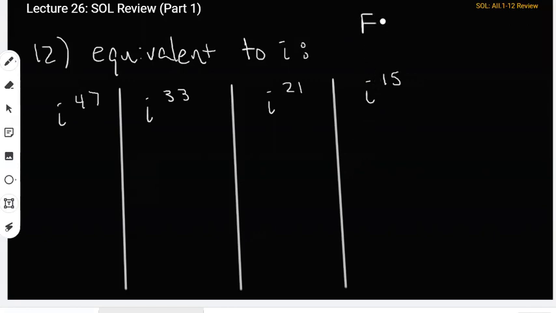Now, the one fact that you need to know is i to the 4th power is equal to 1. Because we know that i squared is going to be -1, and if we multiply -1 by -1, we get +1. So what we're going to do is break these up into groups of 4.